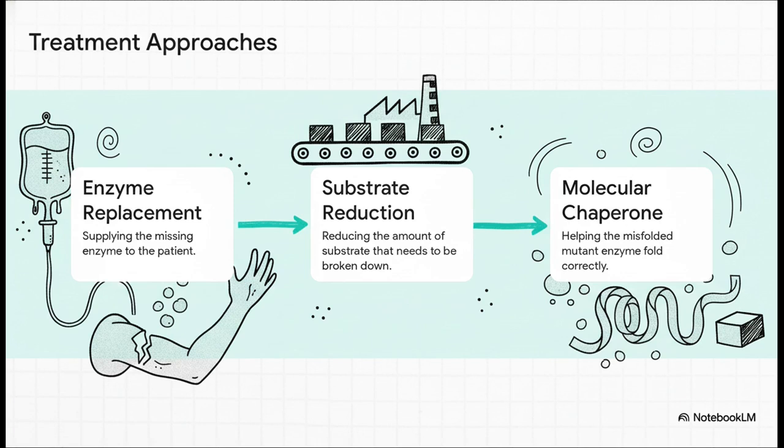Simple. The second is called substrate reduction therapy. The logic here is also simple. If your garbage disposal is slow, well, just try to make less garbage. And the third one, this is really clever, is molecular chaperone therapy. See, in many of these cases, the body is actually making the enzyme, it's just misfolded and doesn't work right. So we can give these tiny molecules that act like a chaperone to help the enzyme fold correctly, so it starts working again. This is really a new era for treating genetic diseases.